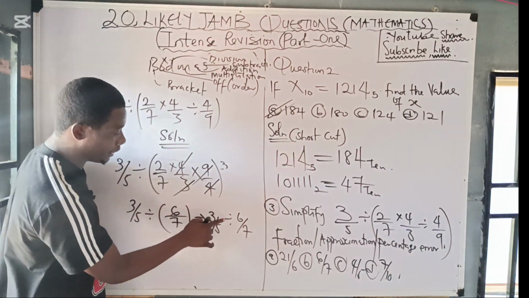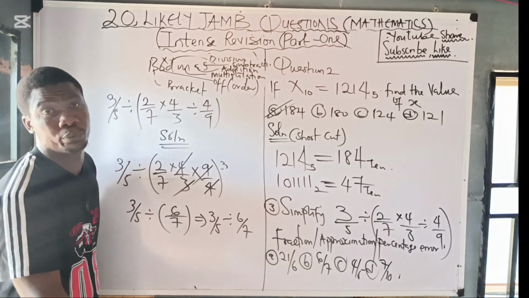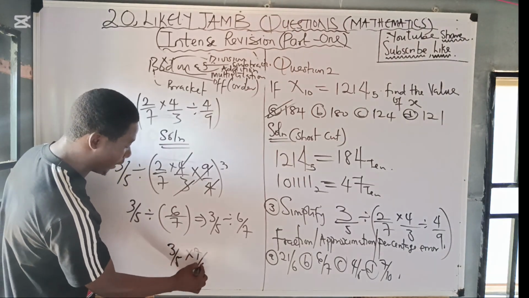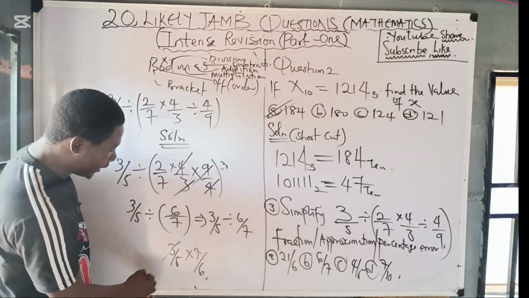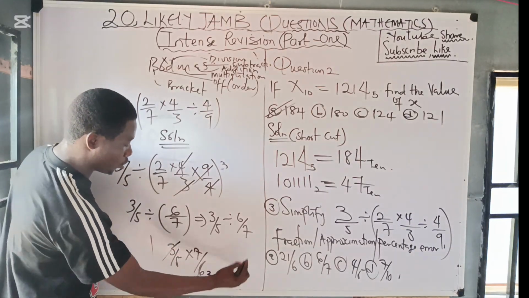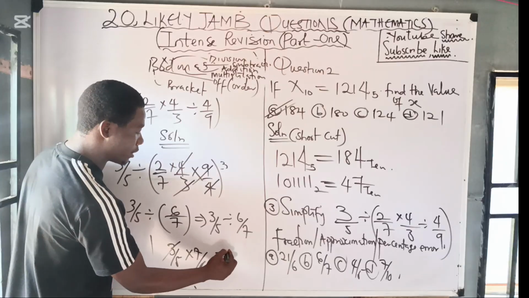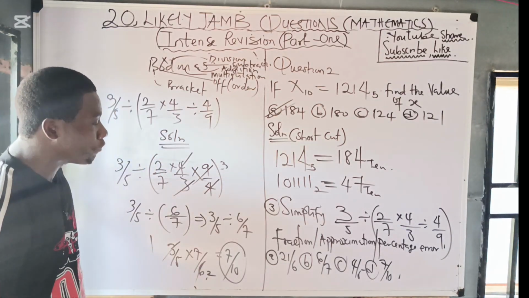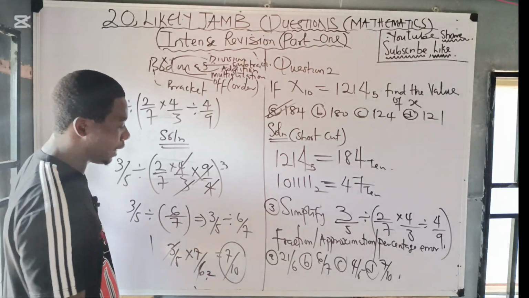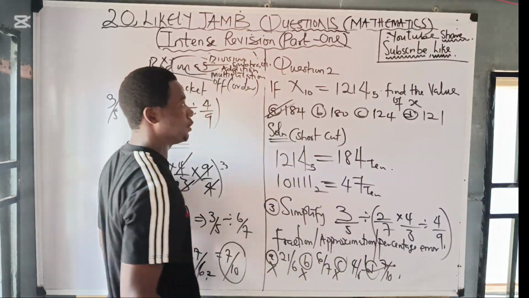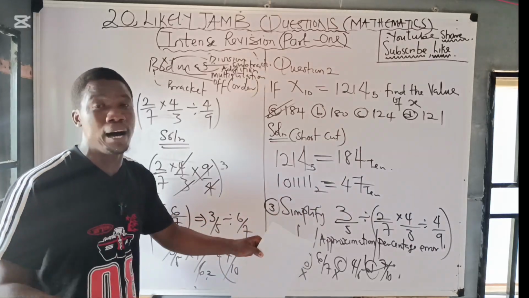Now, if I have this division, we turn to multiplication. So that we have 3 over 5 times 7 over 6. If 3 divide itself, it gives you 1. 3 divide 6 will give us what? 2. So 1 times 7 is 7. Then 5 times 2 is what? 10. So you have 7 over 10. Where is the answer? It's not A, it's not B, it's not C. The answer is what? D. This is question number 3.